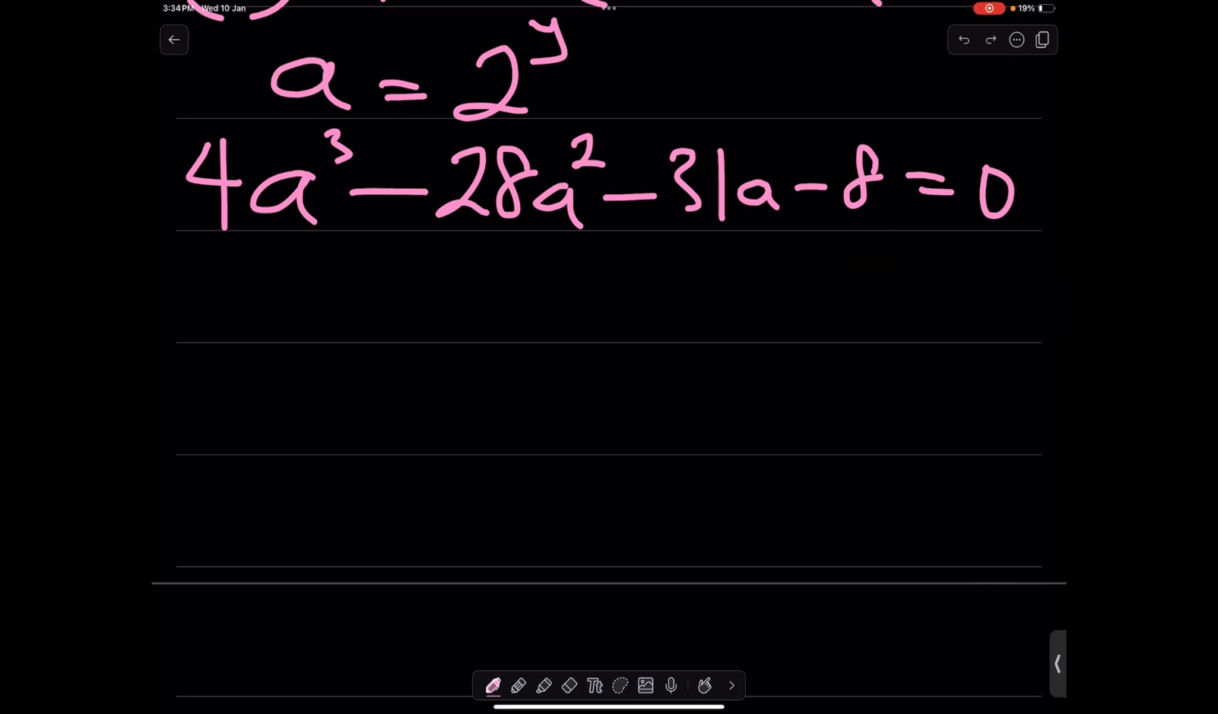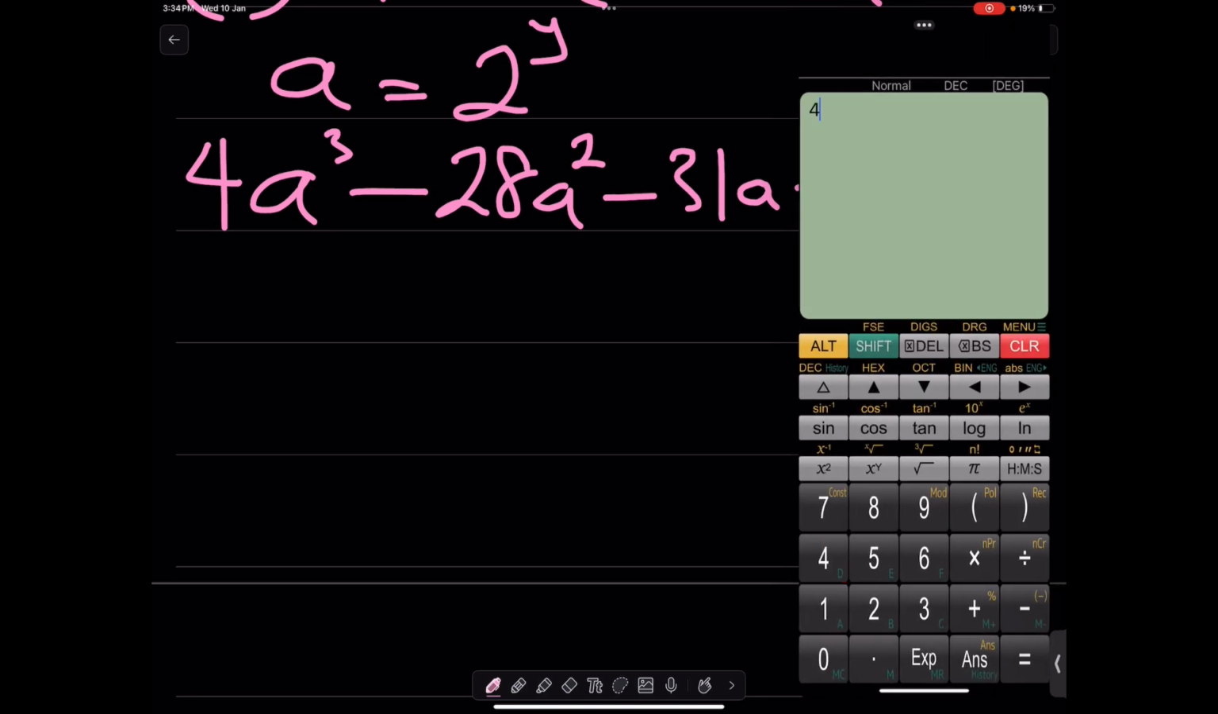And that's 8. If you put a equals 8, you are going to get 0. Let's check that on a calculator here. 4 times 8 raised to power 3 minus 28 times 8 raised to power 2 and minus 31 times 8 and then minus 8. Let's see if that will give us 0. Yeah, that's equal to 0.